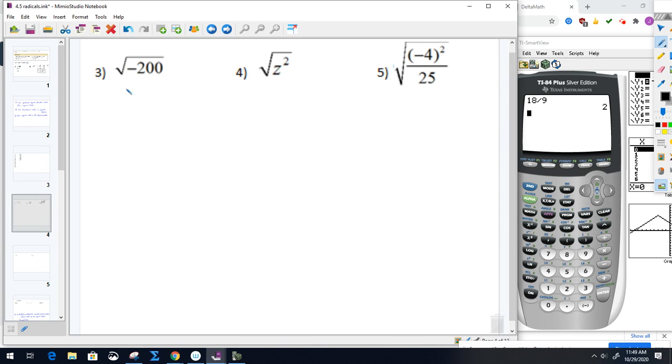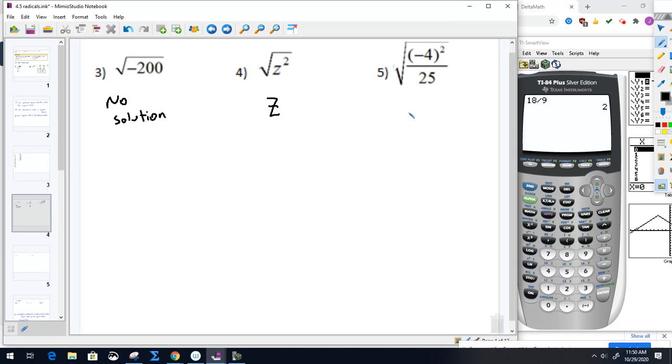So let's take a look at a few of these examples. This first example would be no solution, because I'm not allowed to have a negative underneath a radical. I threw that in there just to see if you remembered those rules. Okay, z squared. What does z squared mean? It means that is z times z. There are two of them, so this would just simplify to z.